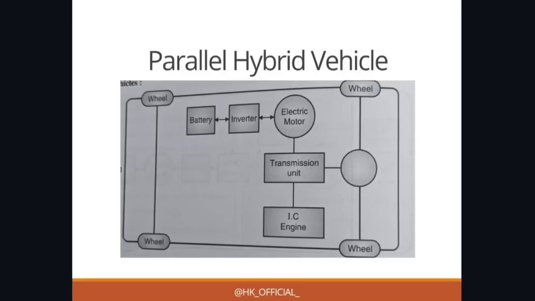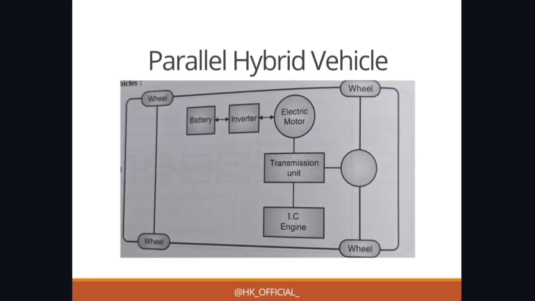First of all, we will understand what a parallel hybrid vehicle is. In this, both the internal combustion engine and the electric motor are mechanically connected to the wheels. Okay, there, what was connected? Only the electric motor was connected. Here, both the internal combustion engine and the electric motor are mechanically connected to the wheels. Then the vehicle can be powered by either the gasoline engine, the electric motor, or a combination of both.